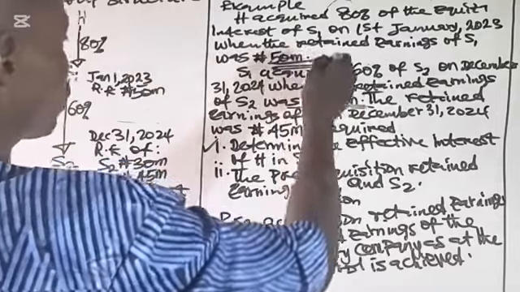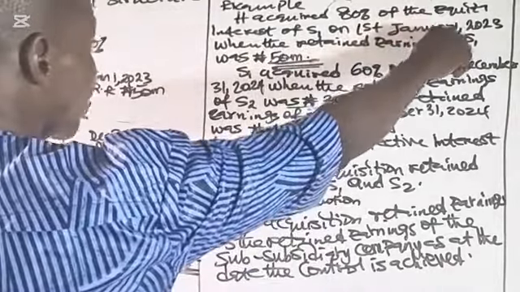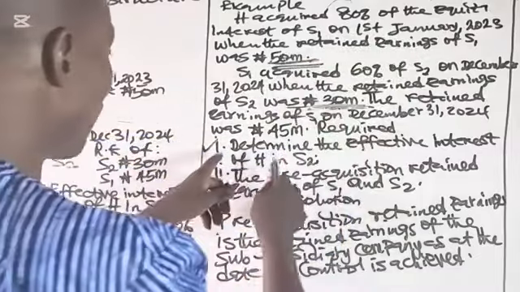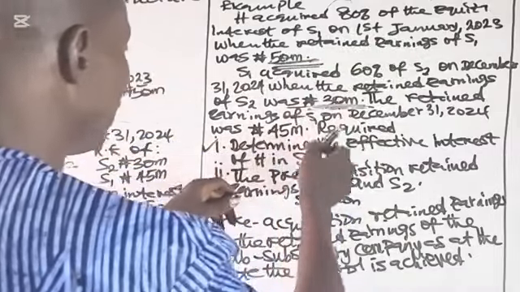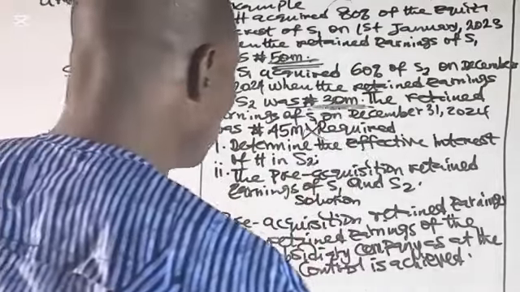So these are the pre-acquisition retained earnings. Pre-acquisition retained earnings of S1 is 50 million. That of S2 is 30 million. This 45 million is useless.